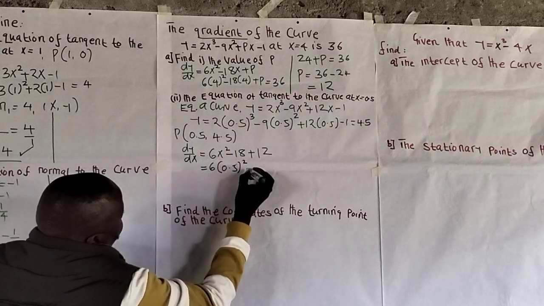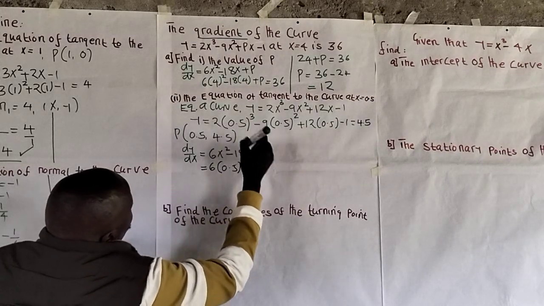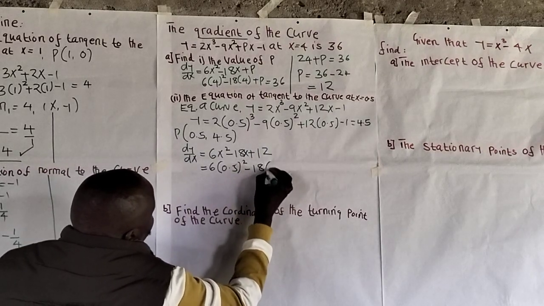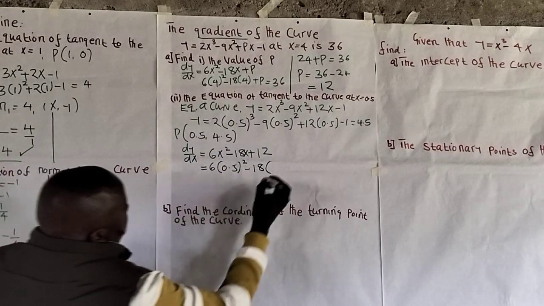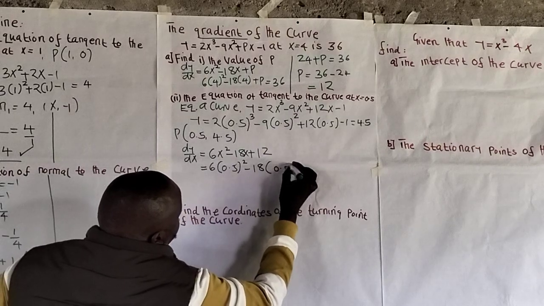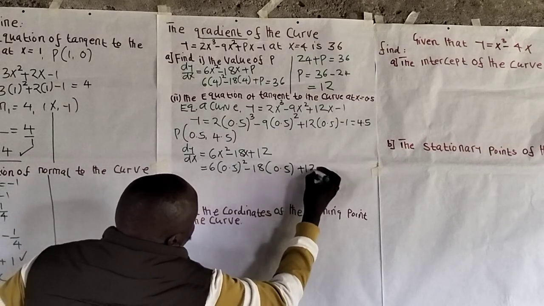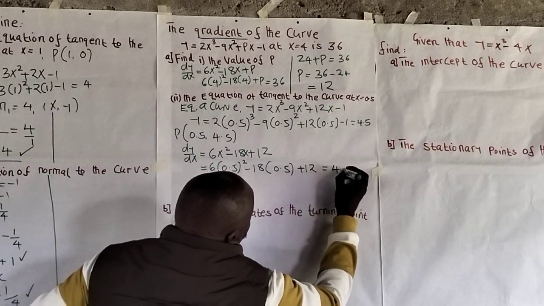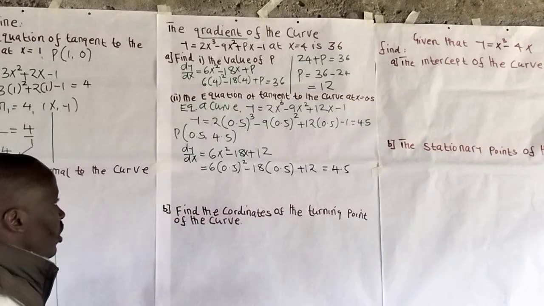This one is squared, minus 18x. So we have 18 into the value of x, which is 0.5, then plus 12. And that one will give us a gradient of 4.5. I want to do a correction here.